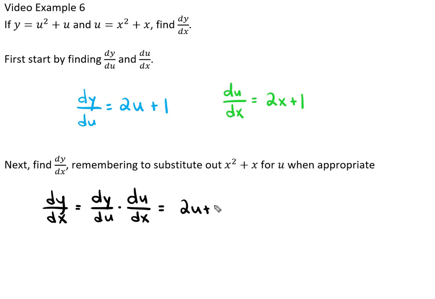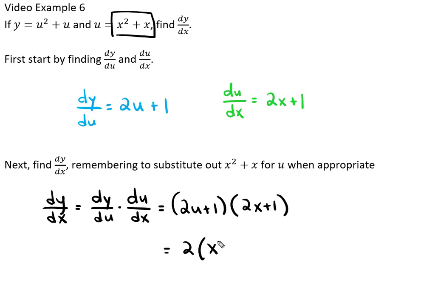So that's 2u plus 1 times 2x plus 1. But we want all of our terms to be in terms of x, so this u is out of place. So we're going to replace the u with what it's equal to, x squared plus x. So I'd write 2 parentheses x squared plus x plus 1, parentheses around that whole statement, and then 2x plus 1. In this example, our y equals u squared plus u is our outer function, and then this is the derivative of the outer function, and inside this derivative of our outer function, we have our inner function, which was u is equal to x squared plus x, and then we are multiplying by the derivative of our inner function. And so this is a version of the chain rule.